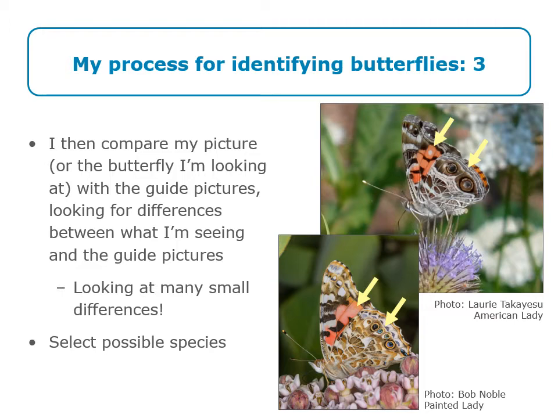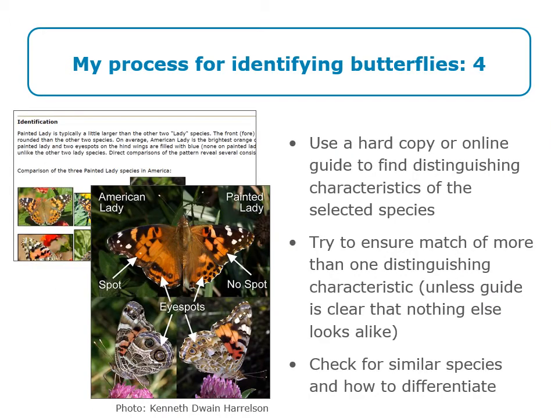Okay, so then I would want to read that species description fully. So that's where we get. So I've decided I think it's an American lady. I want to read the description for that species in either a hard copy field guide or an online field guide to read what the distinguishing characteristics of that species are. And I try to ensure that what I'm looking at matches those distinguishing characteristics completely.